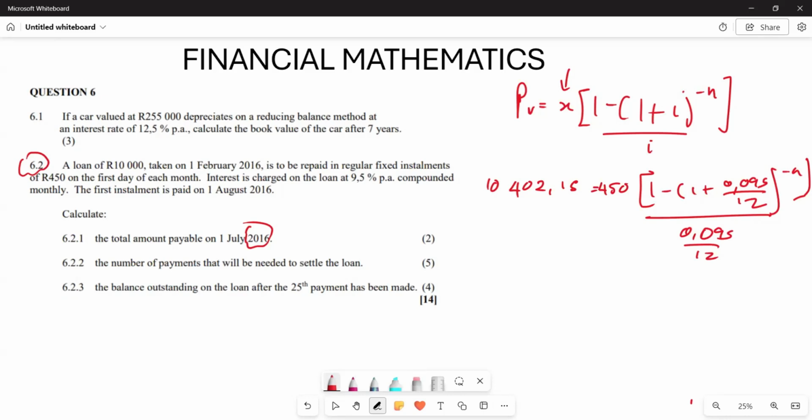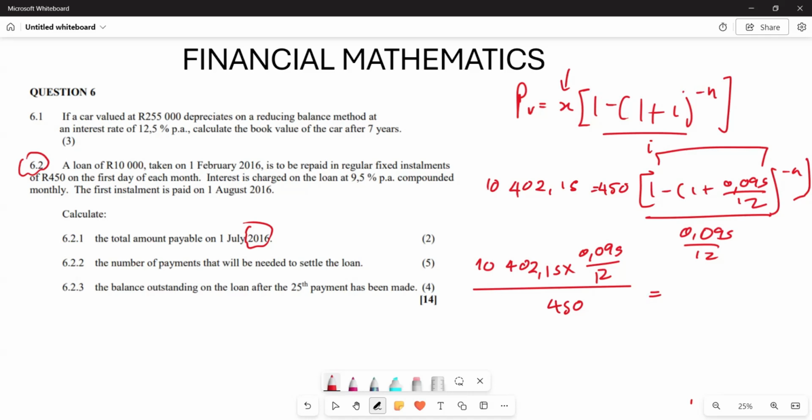So basically what you're going to have here is the same as what? Now what you're going to get here, this is the same as your 10,000. You're going to start cross multiplying. This is the same as 10,402.1 multiplied by 0.095 over 12. Then this is going to be divided by 450, and that is going to be equal to, now when I plug this in my calculator, what is it that I'm going to get from here?